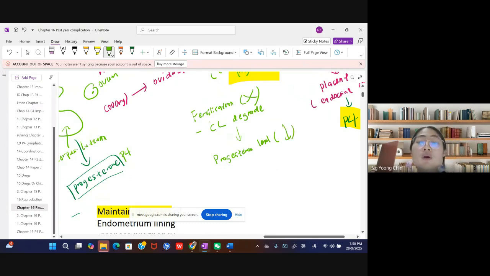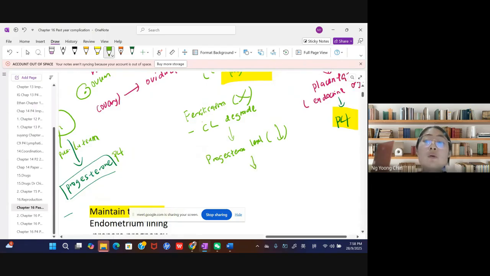Because there's no more corpus luteum. Actually, the corpus luteum is not an organ, it's just a structure, and this structure helps to secrete progesterone. If there's no more corpus luteum, there's no more source of progesterone. So that's why it will decrease. When it decreases, it will cause the endometrial lining to shed off.